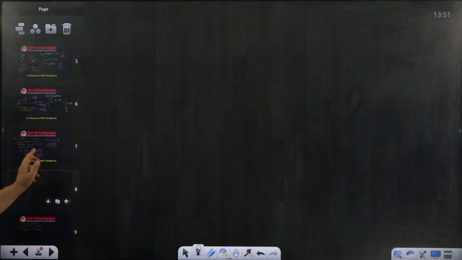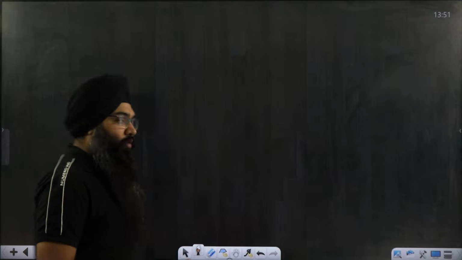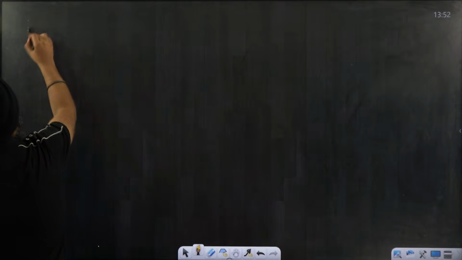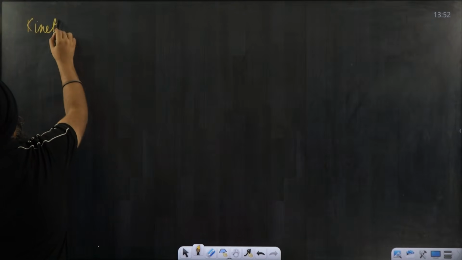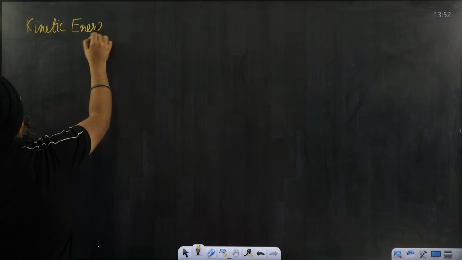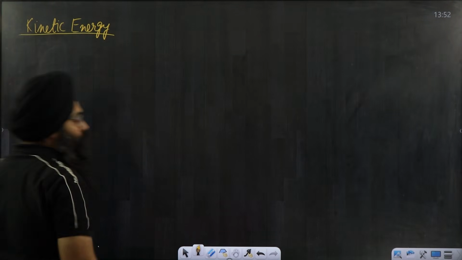Achha, the next concept is basically related to what? Now we have understood the concept of work. That work done can be calculated by two methods, either variable force work done or constant force work done. Now once we are clear with the concept of work done, let's go to the next concept, that is kinetic energy. So what is kinetic energy? Kinetic energy is basically the energy of a body because of the motion of the body. Any body, if it is having motion or some velocity, then it possesses some energy which is called kinetic energy.